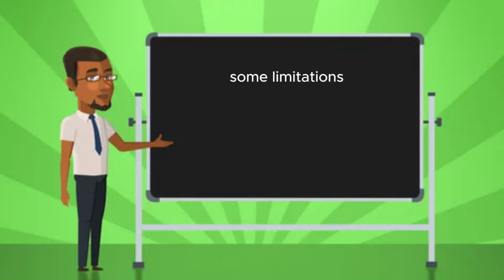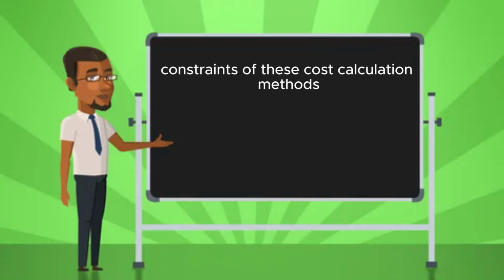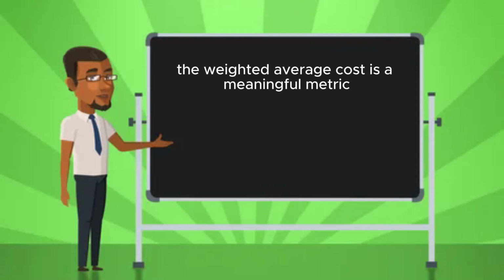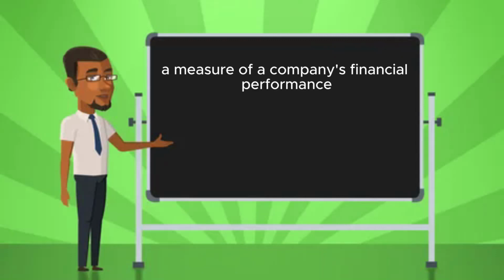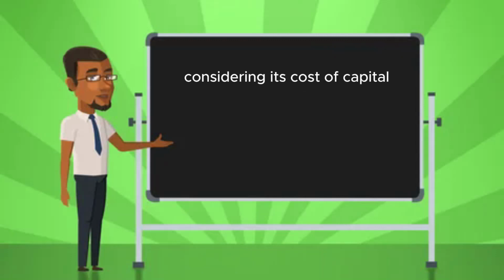Some limitations, recognizing the shortcomings or constraints of these cost calculation methods. Rationale for a weighted average cost, understanding why the weighted average cost is a meaningful metric. Economic value added, EVA, a measure of a company's financial performance considering its cost of capital.